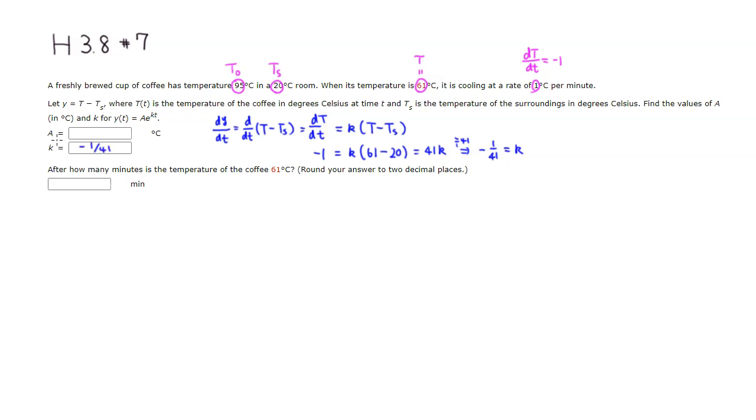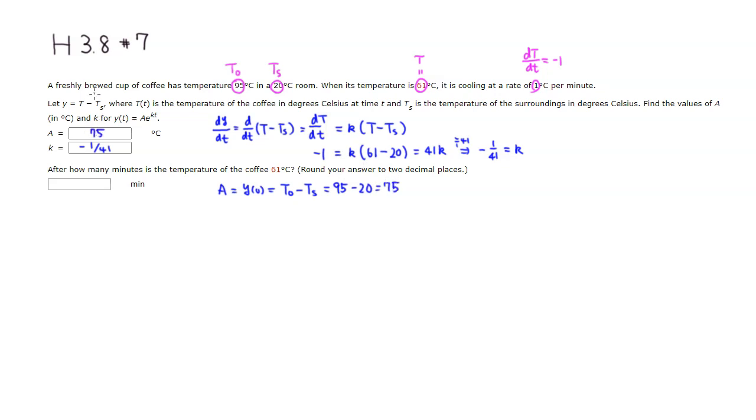All right, the A value is just the initial value. So A is really the same thing as y of 0, which means you plug in 0 for t, so it's T0 minus TS, but T0 is just 95 degrees minus TS, which is 20. So it looks like it's going to be 75. All right, so we have 75.